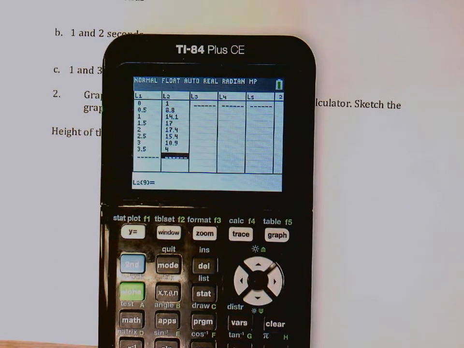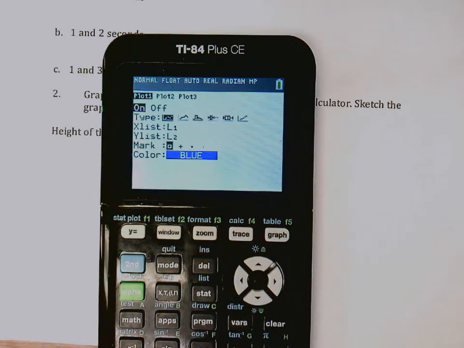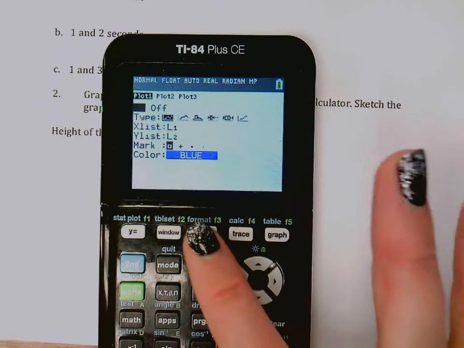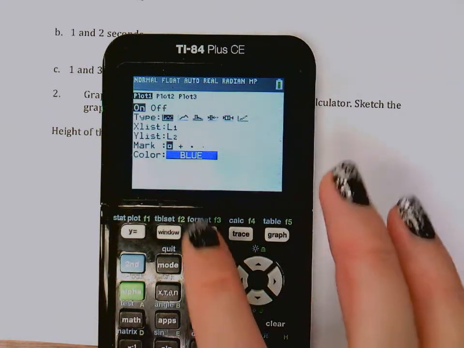So then you need to go to second y equals, because that's stat plot. Turn that back on. And then zoom 9 will give you the view of your scatter plot. So second stat plot, turn that one on. And then zoom 9 will give you the view of your data. Just plot 1, because you just have one set of data, one scatter plot. So you just turn on plot 1 and then hit zoom 9.